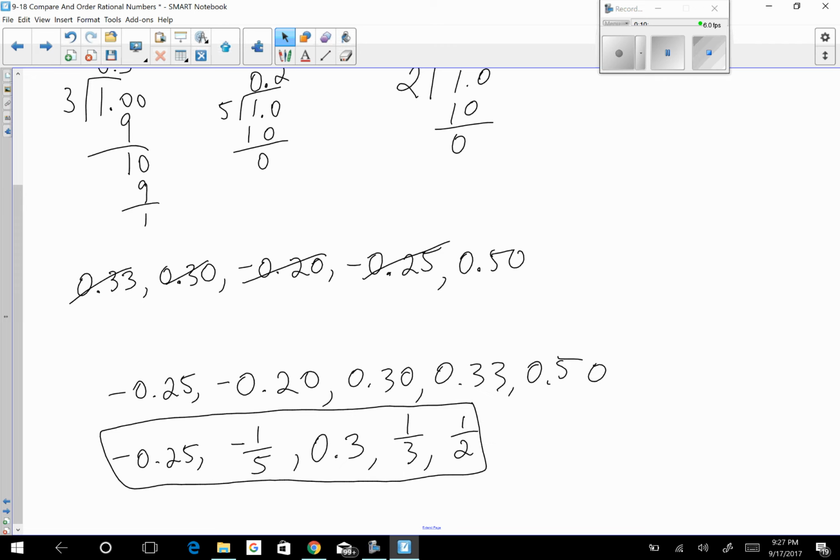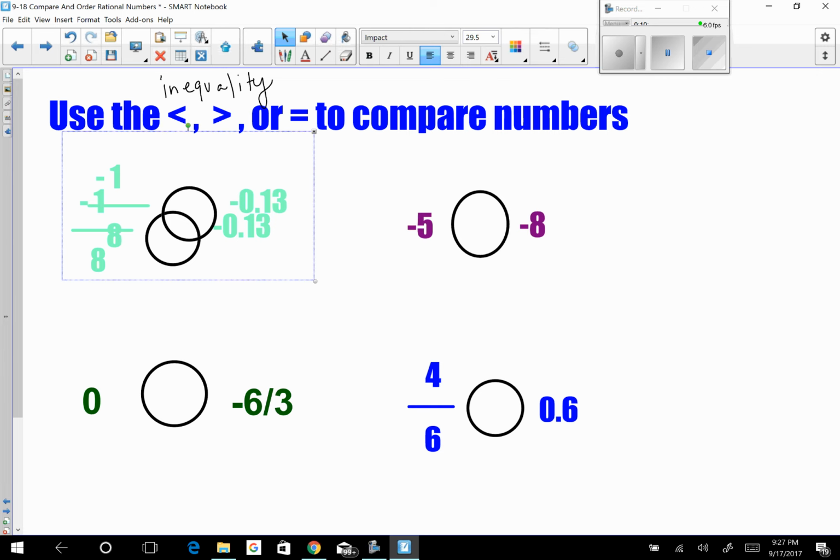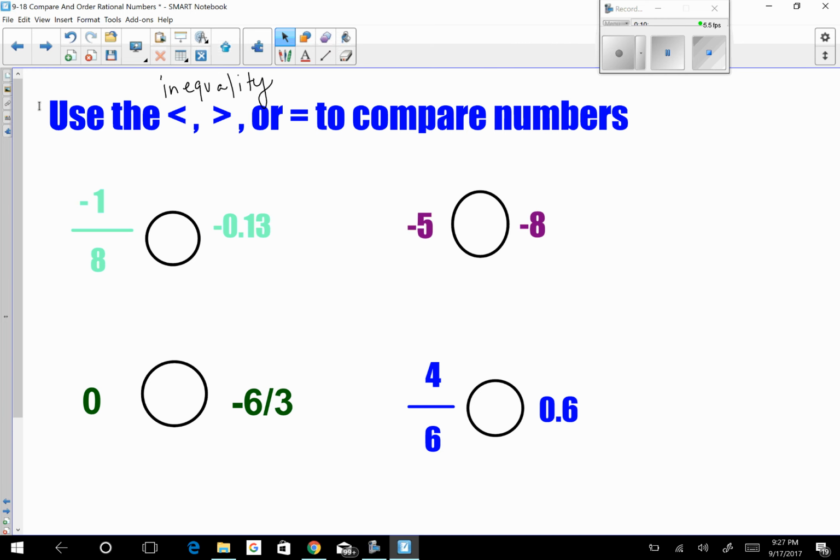Okay, next example. We got to use the inequality symbols. Remember, guys, these are inequality symbols. Okay, inequality. We're going to have to compare. Looks like we got an extra one here of this. So let's delete that. Okay, so now we will go back to solving here. We're going to have to turn everything into a decimal or everything into a fraction. Again, I'm just going to go with decimal because it's easiest.